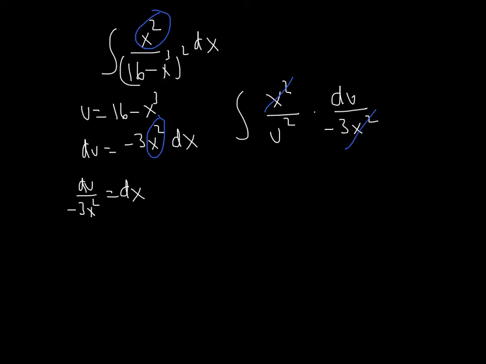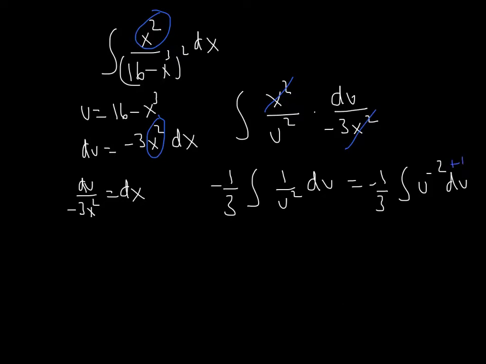And we have this negative 3, so I'm going to bring that outside of the integral, and that's going to be negative 1/3 the integral of 1 over u squared du. And then I'm going to rewrite that as negative 1/3 the integral of u to the negative 2 du, and that way I can use the power rule. So I'm going to add 1 to the power, and then I'm going to divide.